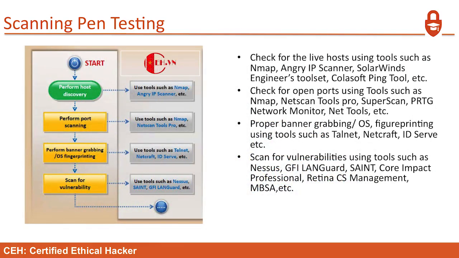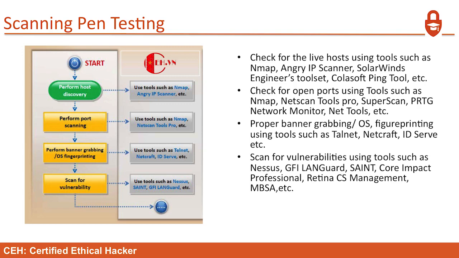So scanning pen testing, a process here. We're going to start by performing host discovery. We're going to use tools like Nmap and Angry IP Scanner. So let's go over on the right. Check for live hosts with tools such as Nmap, Angry IP Scanner. I mean, this is pretty clear that it matches up over on the left. The second thing we're going to do, which is the first yellow box, is perform port scanning. Then we're going to perform banner grabbing and OS fingerprinting, and then we're going to scan for vulnerabilities.